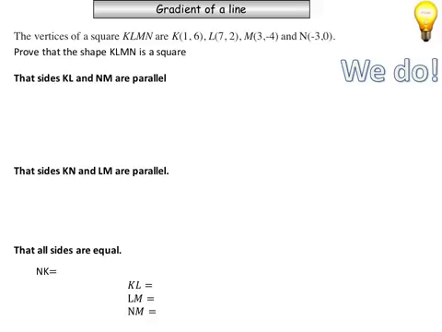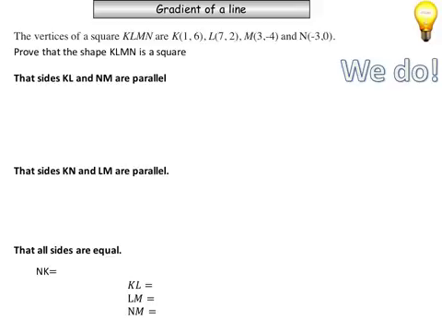So to prove that the shape KLMN is a square, the things that we need to do is we need to first of all show that the sides KL and NM are parallel. Then we need to show that the sides KN and LM are parallel. And we also have to show that all the sides are equal.